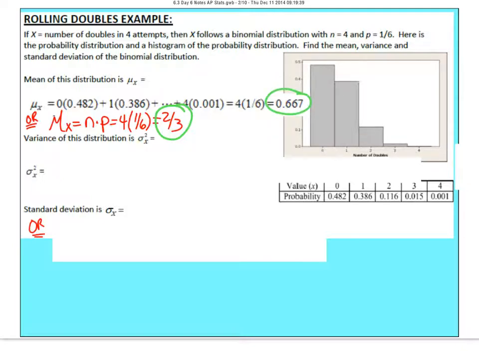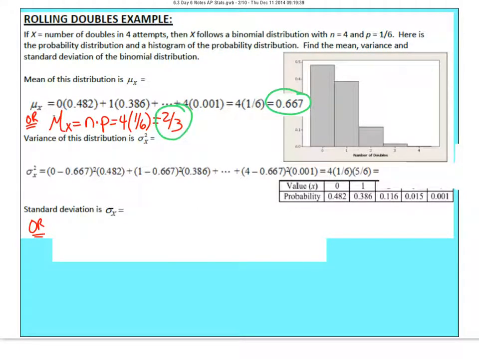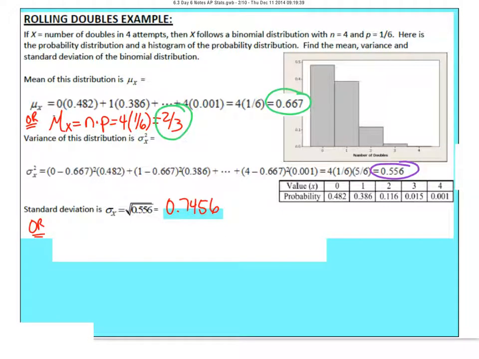Now, to find the variance for this one, let's talk about what we did before. Remember, we did our variance of a distribution. We take each piece of data minus the mean, square it, times the probability, and add it up. So the variance on this is going to be 0.556. To find the standard deviation, we're just going to take the square root of that and we get our standard deviation.